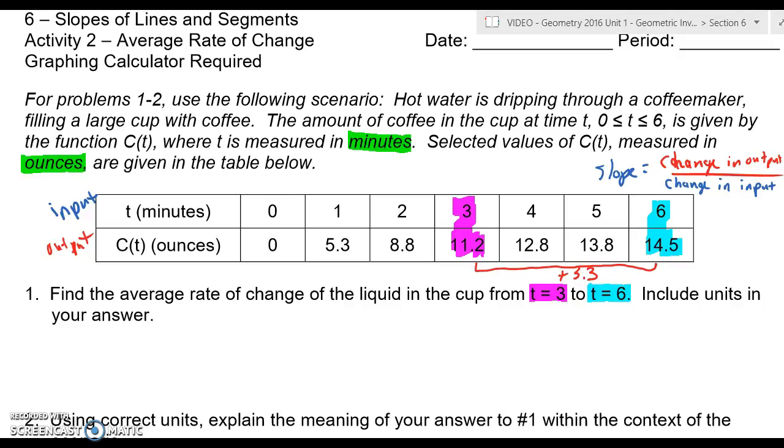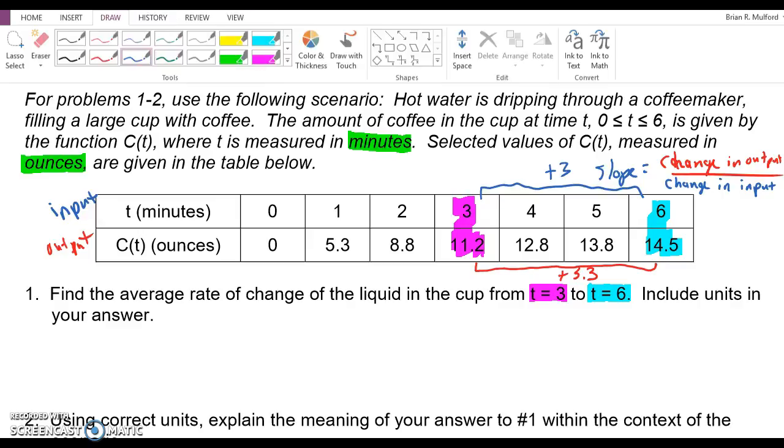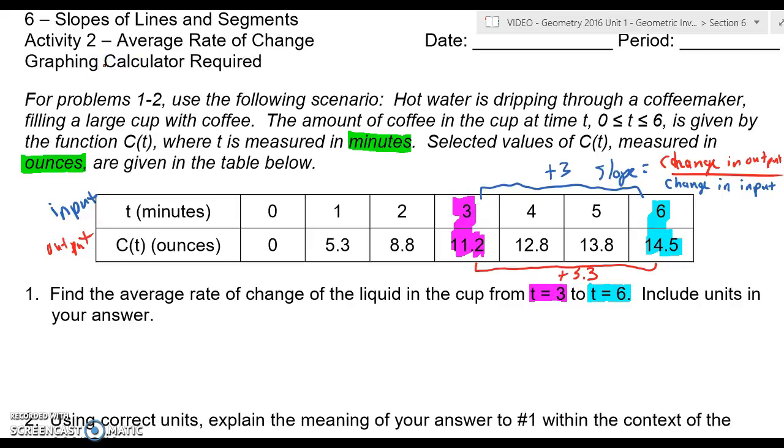I'm going to do the same thing for the inputs, which are time. And by the way, time is always an input. If you have some problem with time, you cannot control time, so time will always be an input. So 3 to 6 would be a plus 3. So when we're finding the average rate of change, we're going to do 3.3 over 3. And we're going to reduce that down because it's easily reduced. 3.3 divided by 3 would be 1.1.